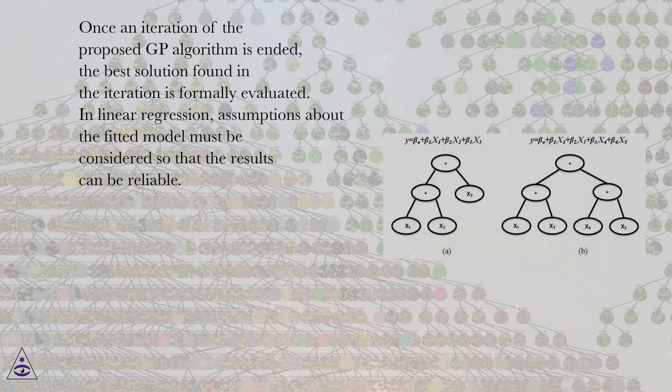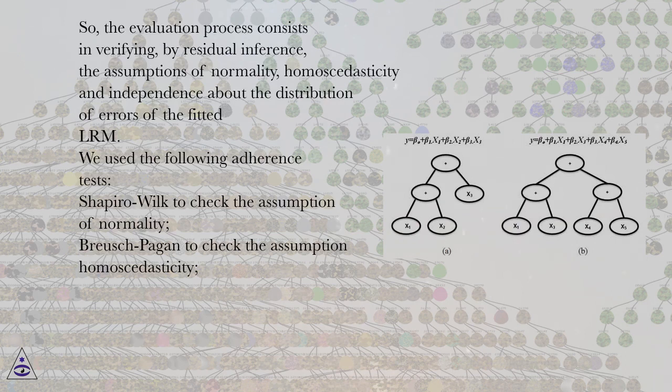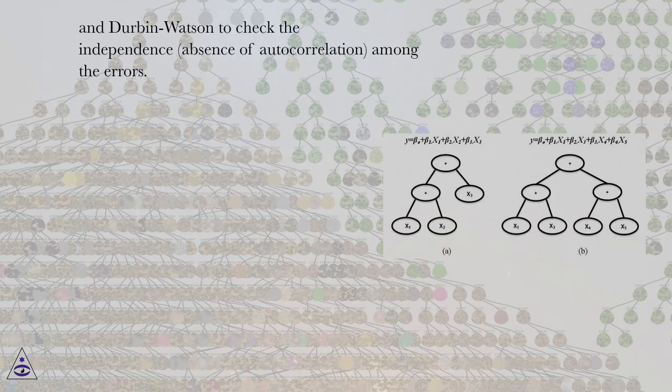Once an iteration of the proposed GP algorithm is ended, the best solution found in the iteration is formally evaluated. In linear regression, assumptions about the fitted model must be considered so that the results can be reliable. So, the evaluation process consists in verifying, by residual inference, the assumptions of normality, homoscedasticity and independence about the distribution of errors of the fitted LRM. We use the following adherence tests. Shapiro-Wilk to check the assumption of normality. Breusch-Pagan to check the assumption of homoscedasticity. And Durbin-Watson to check the independence, absence of autocorrelation, among the errors.